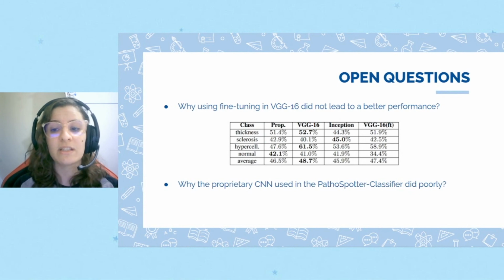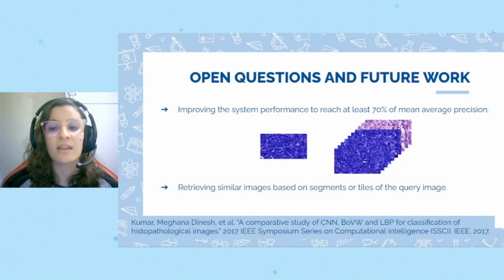As far as we know, PathoSpotter Search is the first approach to build a CBIR system specific for nephropathology images. We are investigating why using fine-tuning in VGG16 did not lead to a better performance for the system. It is also an open question why the proprietary convolutional network used in the PathoSpotter classifier did not get higher results. Currently, we are improving the system performance to reach at least 70% of mean average precision by evaluating other feature extractors and analyzing feature sensitivity. We are also evaluating strategies to retrieve similar images based on segments or tiles of the query image.